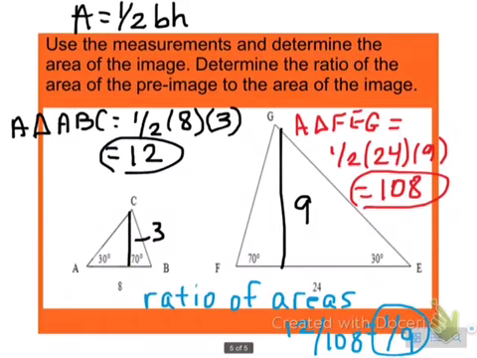Notice here they're not the same, but if I square 1/3, that gives me 1/9. And area is squared because you have to multiply base times height.